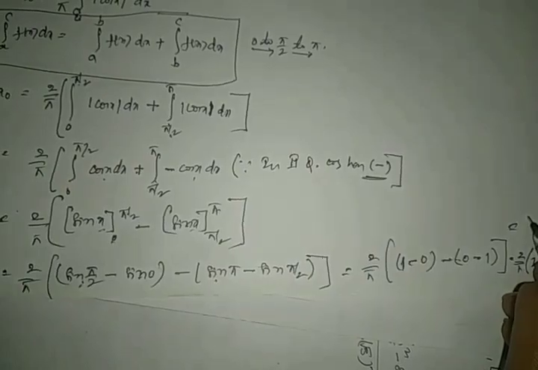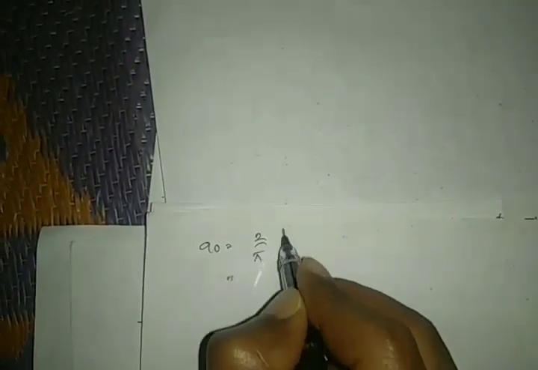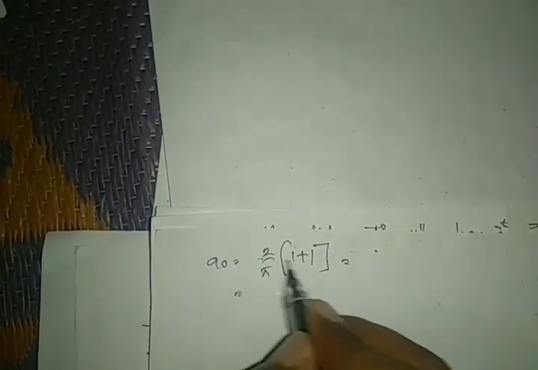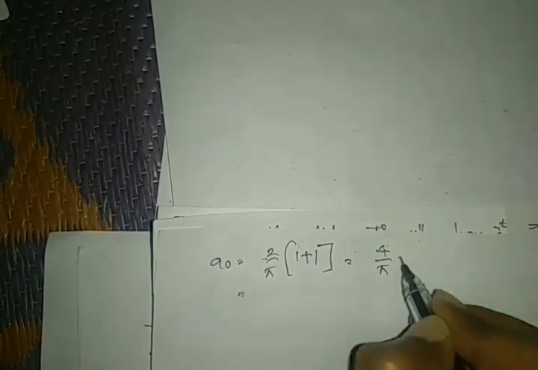So the a naught value is equal to 2 by pi into 1 plus 1, that is 2 into 2, which is 4 by pi. This is the a naught value.